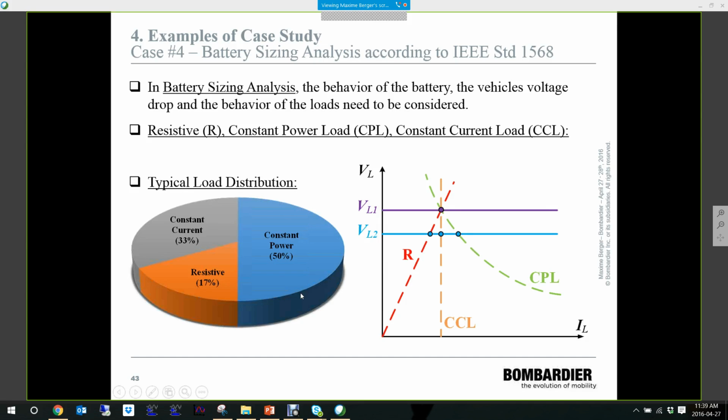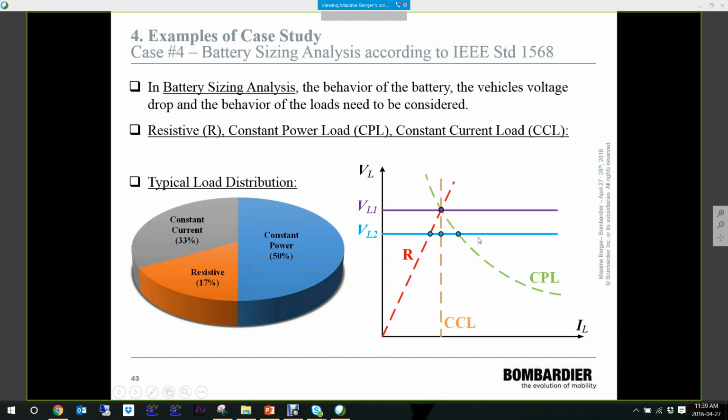So we see here on the pie chart on the left a typical load distribution in rail vehicles. Typically, we have a 50% constant power load. You see here it's an average based on different projects. So we have here 33% of constant current and 70% of resistive load.